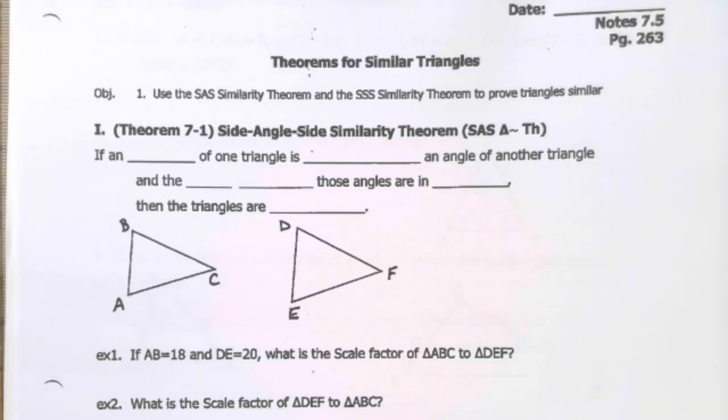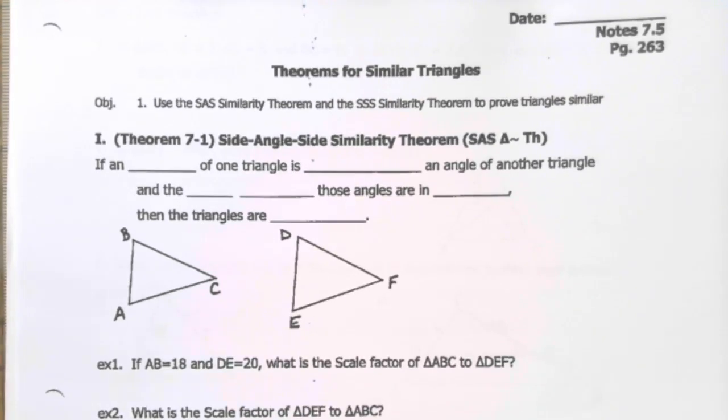Good afternoon. We are going to do notes for 7.5, Theorems for Similar Triangles. Now, in the previous section of notes, we learned about the angle similarity postulate. So we're just going to continue to add on to that with other types of theorems that let us prove similarity without having to do all the angles and all the sides.